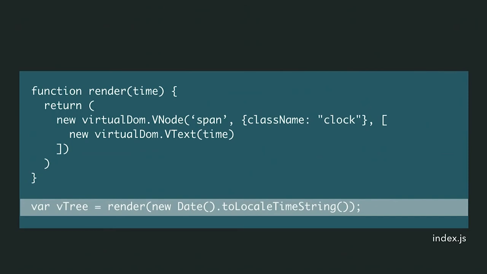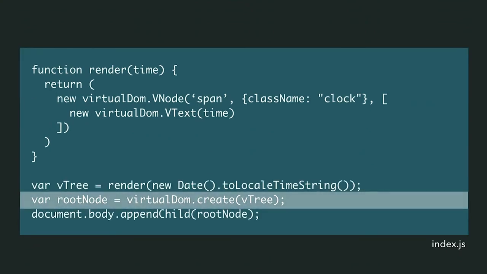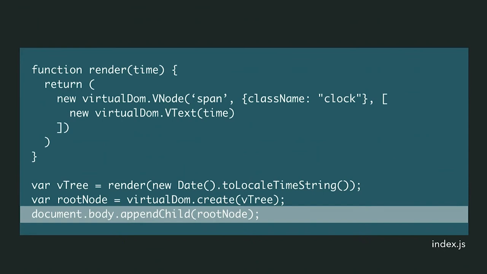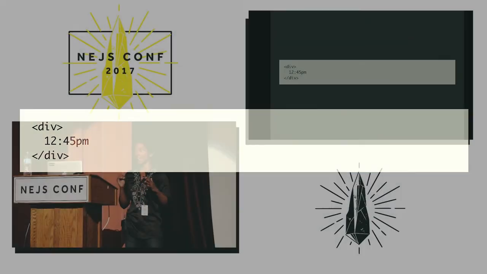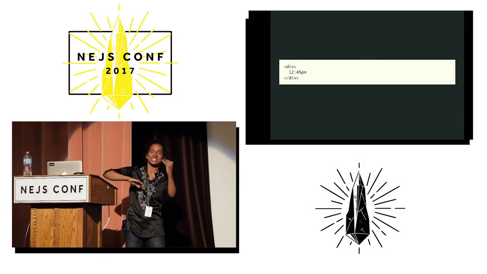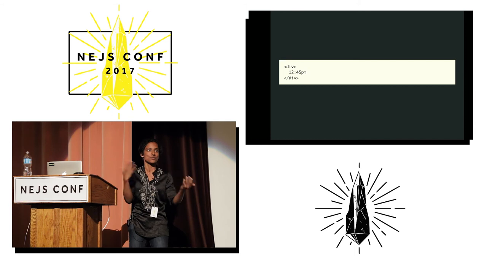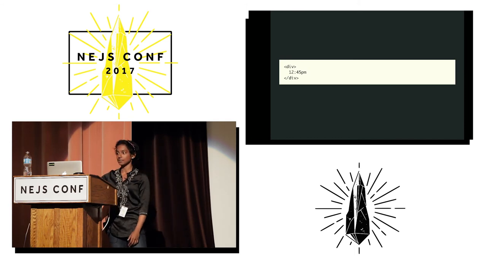And unfortunately, you can't append this directly to the DOM. So the next step is to convert that JavaScript object to a bunch of nodes that you can then append to a DOM. And so we append it to the document.body, and then we successfully have time, which is 12:45 p.m. And what is missing here is that it's static. So it doesn't work now because there's no loop. It's not updating. So let's change that.